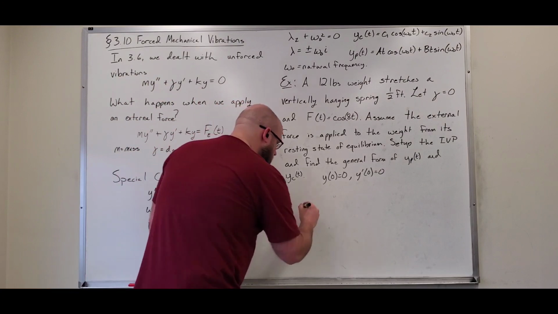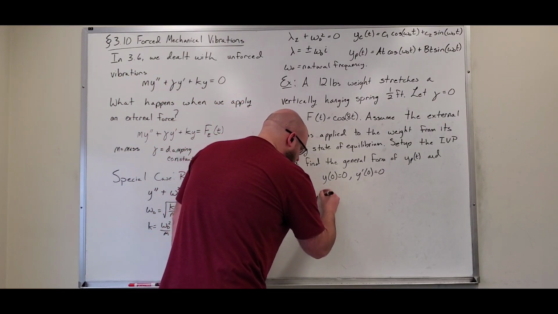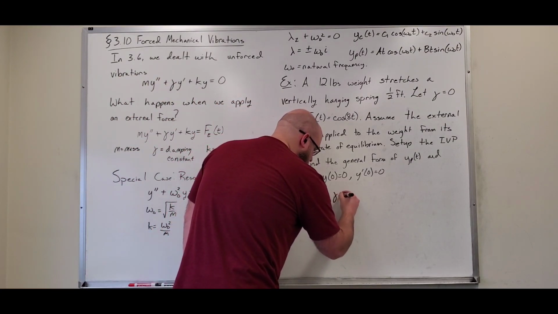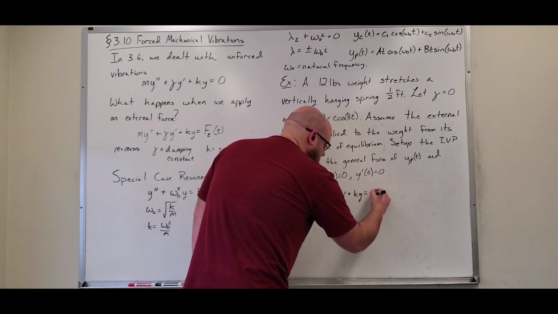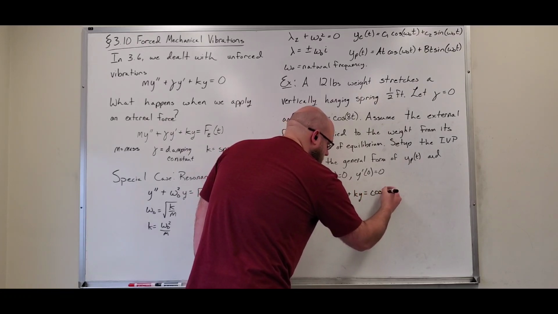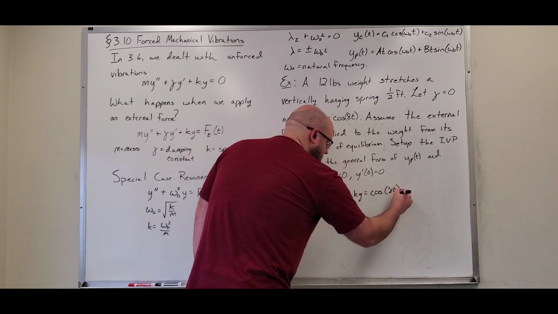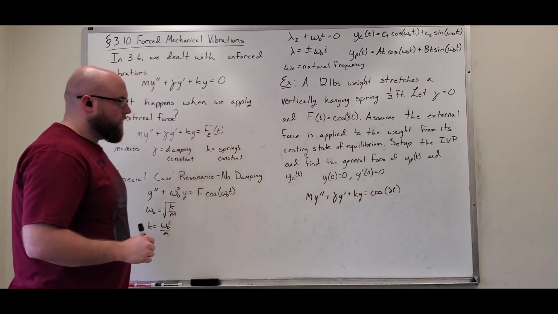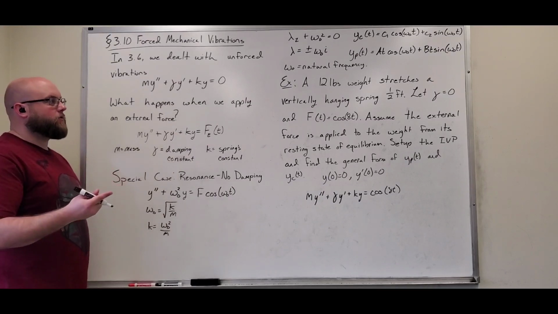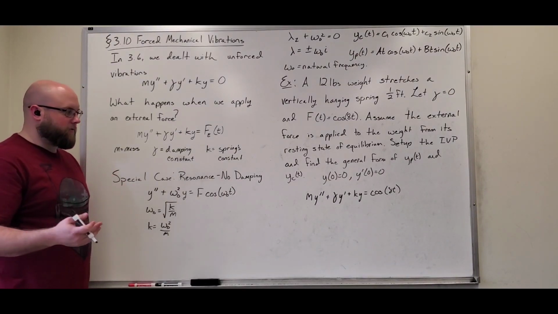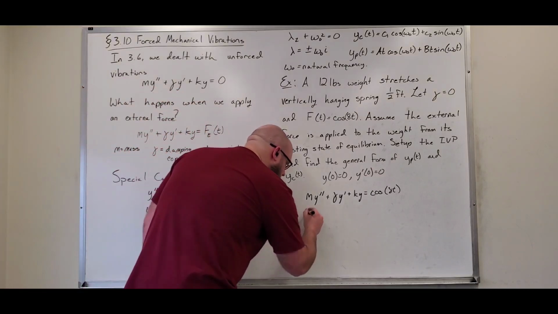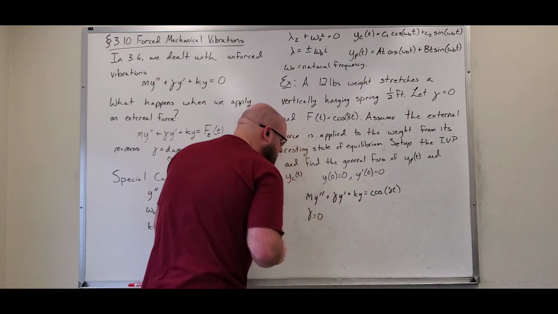All right. So first of all, we have m y'' plus gamma y' plus ky is equal to cosine of 8t. All right. So we need to find all of our values. The nice thing is we've been told what gamma is. So since we have no damping, gamma is equal to 0. So let's go ahead and state the things that we know.